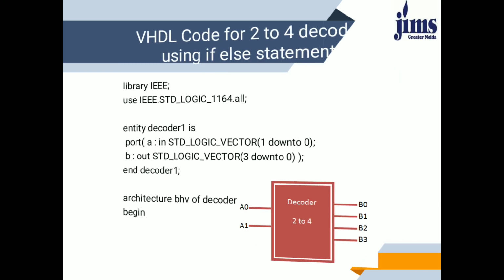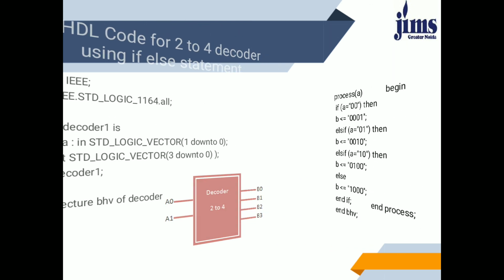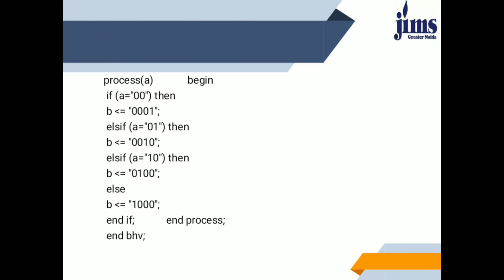Now decoder programming can be written using if else statement, means if this comes then it will happen, else it will happen. So as we were writing the program in the starting of the case statement, a similar program will be specified here. See, no changes here. But after process in the begin part, we will specify using if else statement in place of case statement.